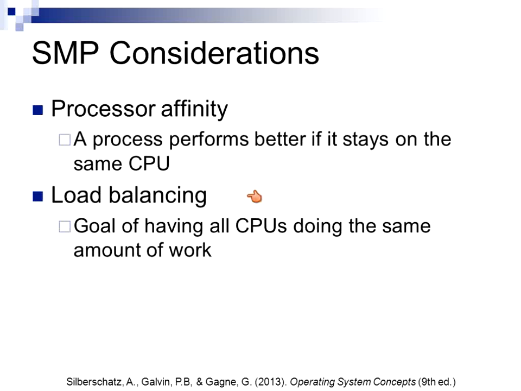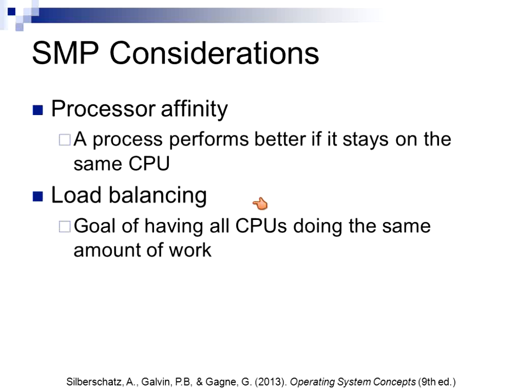On the other hand, you want to make sure that all the CPUs are doing the same amount of work. Okay? So you want to make sure there's a balance, a load balancing happening between the CPUs. So there's a trade-off between processor affinity and load balancing. You want to keep the process on the same CPU if you can, but what if there's a couple of others just sitting around doing nothing and one CPU has a whole bunch of stuff in its queue? Okay? So these are, again, more trade-offs that have to happen.